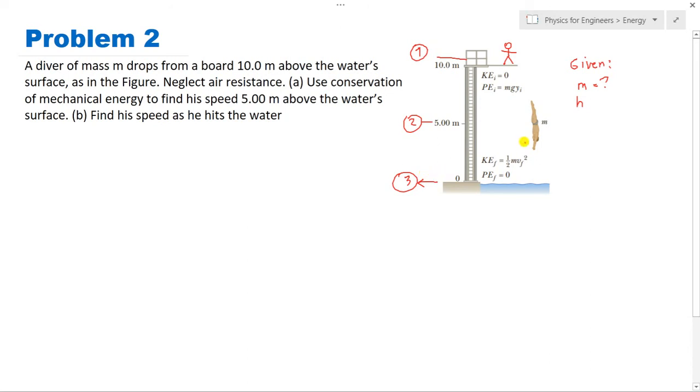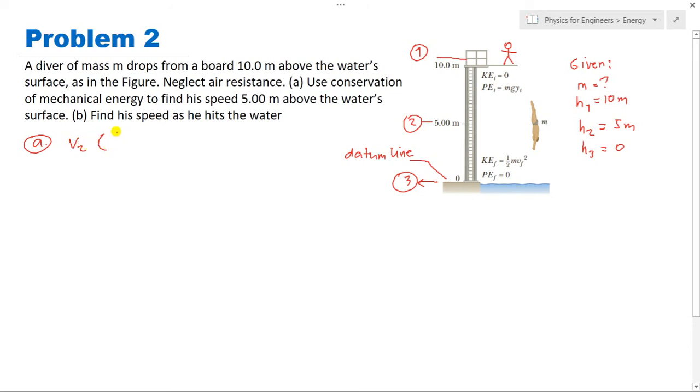So here our H1, we are given H1 equals 10 meters, H2 is equals to 5 meters. Of course, H3 with respect to our dotted line, that is equal to 0 because this is now our datum line. Okay, so I think na-given na tayo, no? So let's try to answer letter A. So for letter A, the requirement is find the speed of the diver 5 meters above the water. So that would be V sub 2, di ba?